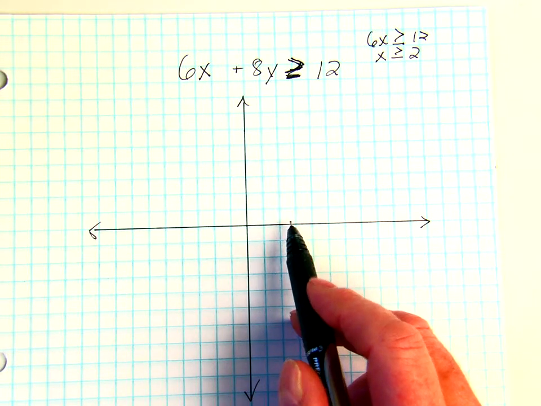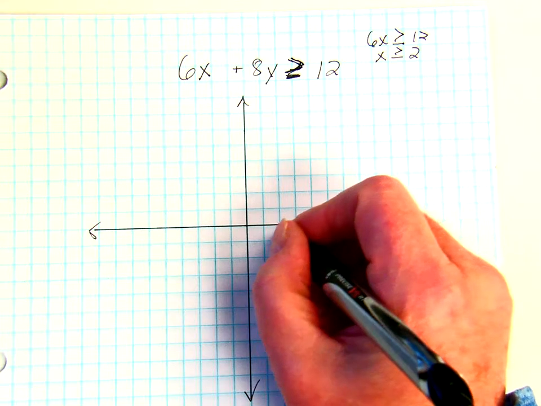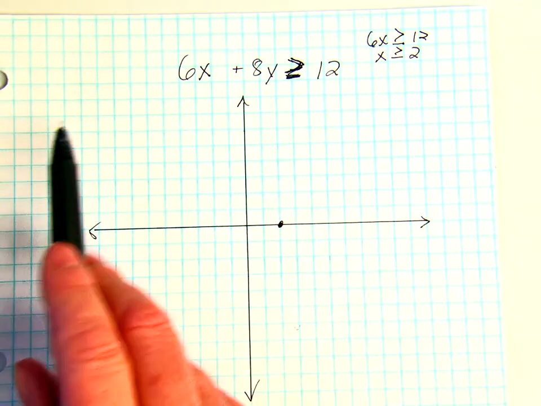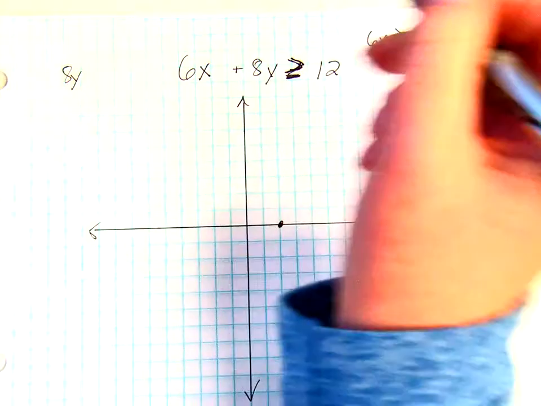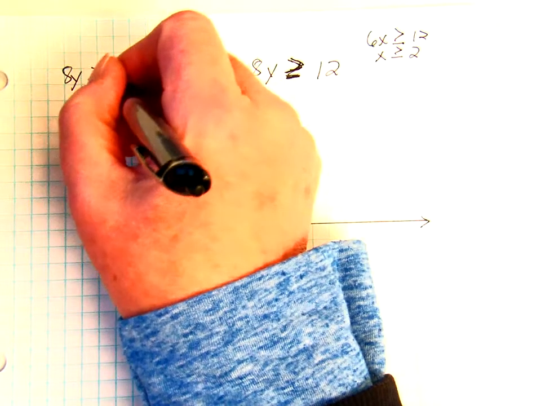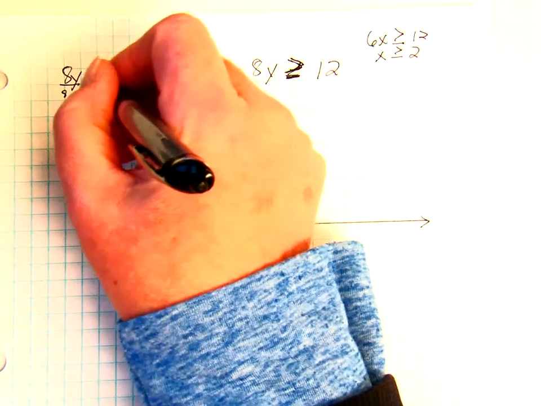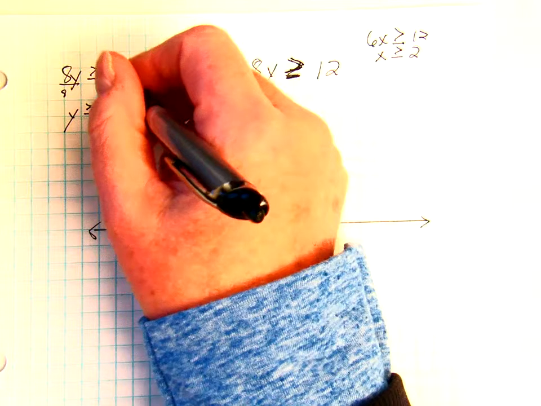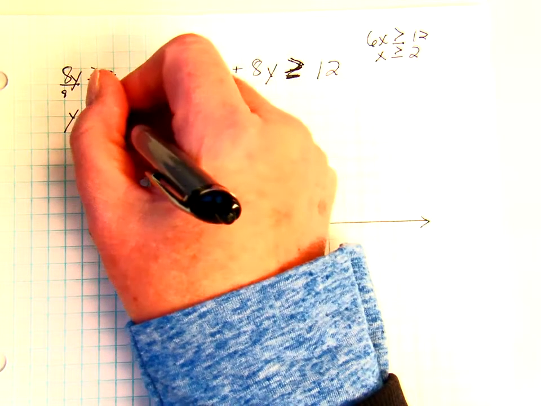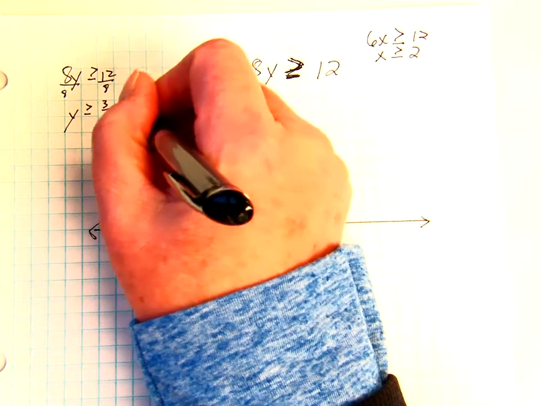Let's see. Yep, no, it's good. So there's that. And y, I guess I'll go over here. 8y greater than or equal to 12 over 8. Yeah, this is where it gets just a little bit tricky. 12 over 8, 6 over 4, 3 over 2, or 1.5.